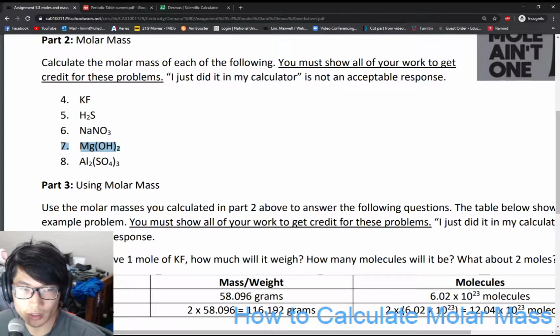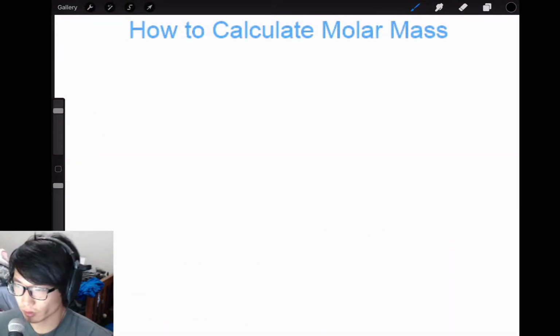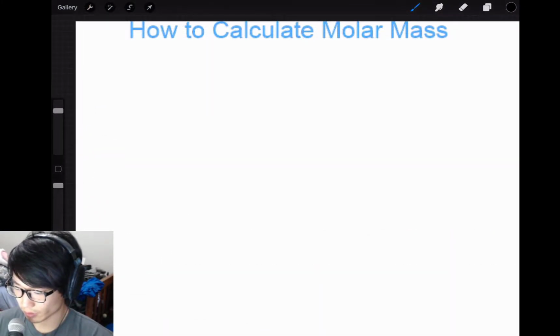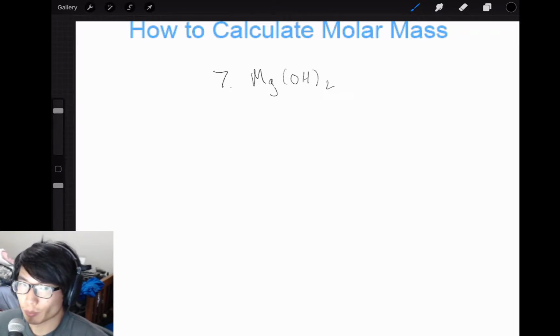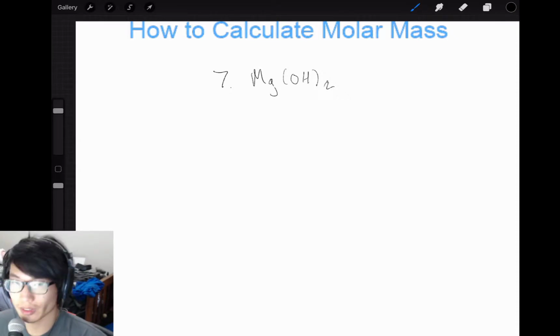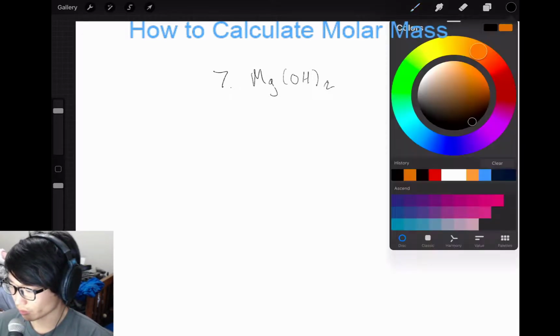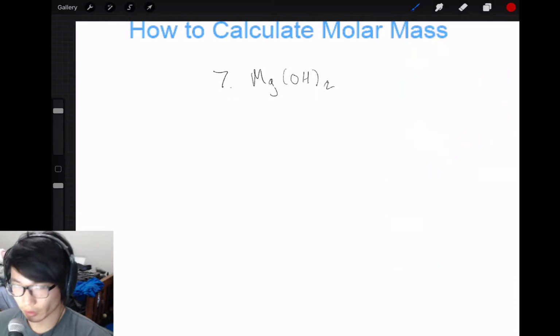So that's magnesium with a hydroxide attached to it. I'm going to go over here and just write my problem down. So this is technically number 7, it doesn't matter. MgOH2. So step 1 is we just got to look at this and figure out what it's talking about. So I know that I have a magnesium, an oxygen, and a hydrogen. I have some amount of those. So let's break this down. I have 1 magnesium.